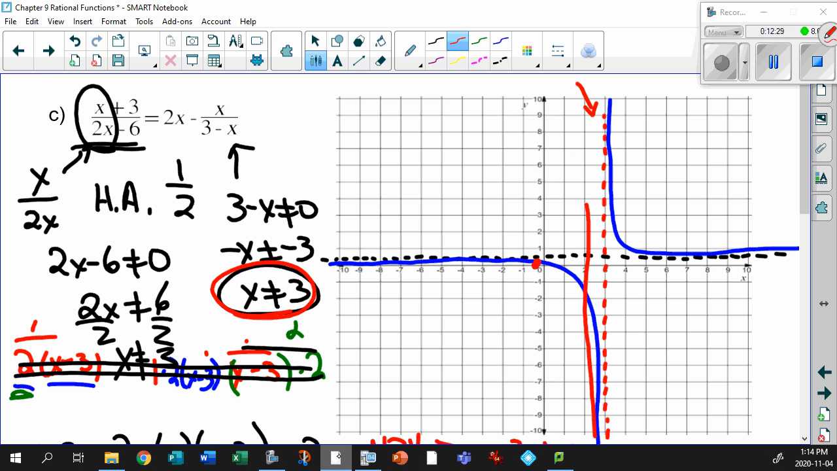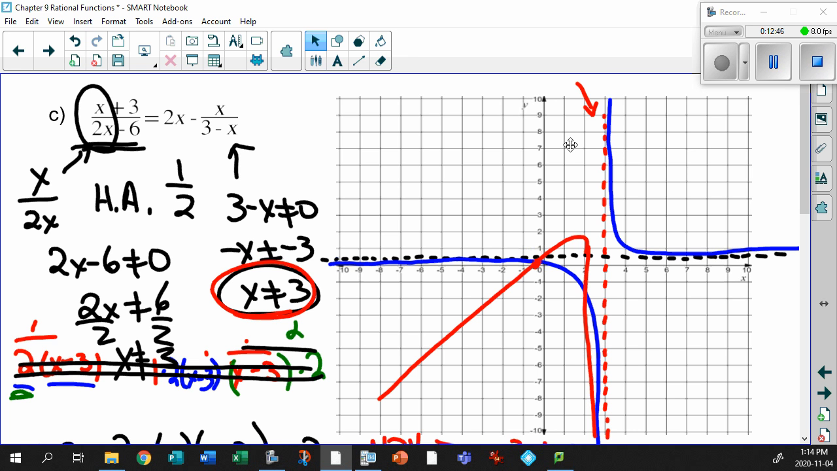So right at about 2, oops, I drew this a little bit too long. Let's get rid of that. Right about 2, it starts to bump. Okay? And then it starts to go downwards. And goes downwards like that. There's our second part of our graph.